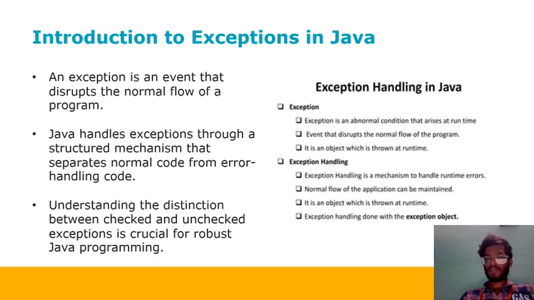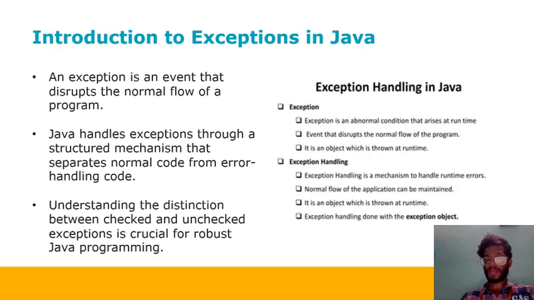Or else we can define exceptions as unwanted conditions. So unwanted conditions are known as exceptions. So we have basic definition of exceptions. An exception is an abnormal condition that arises at runtime, an event that disrupts the normal flow of the program, as well as an object which is thrown at the runtime.